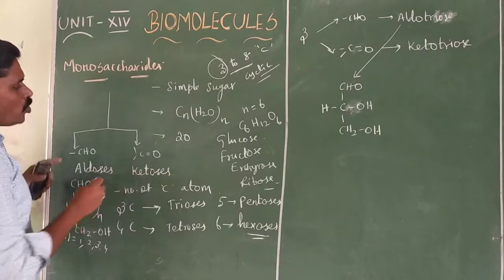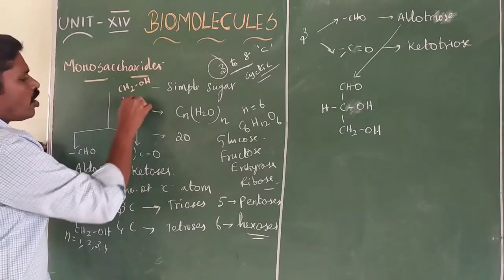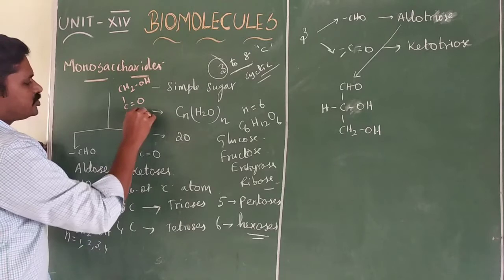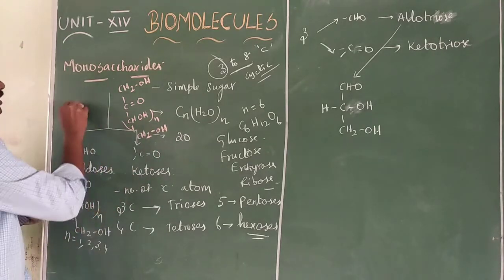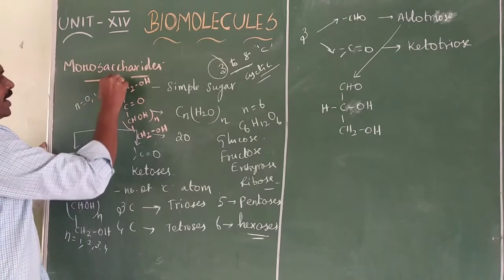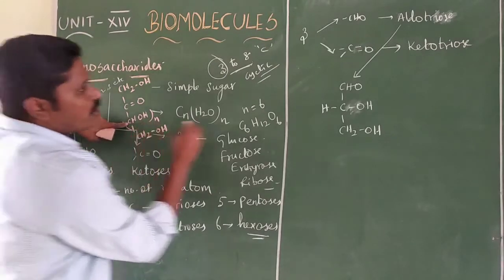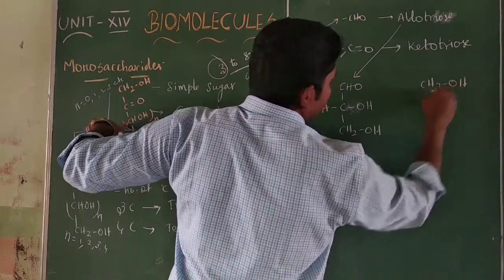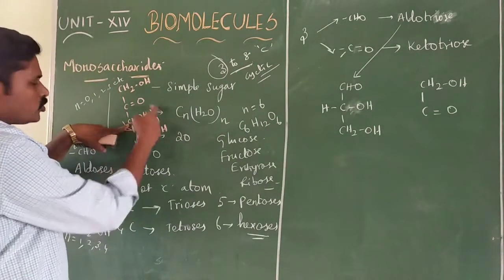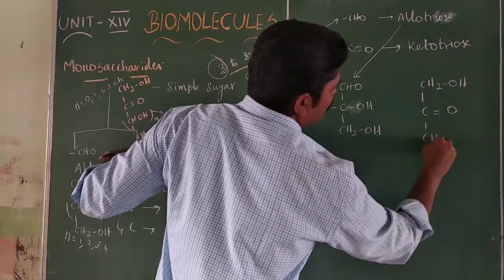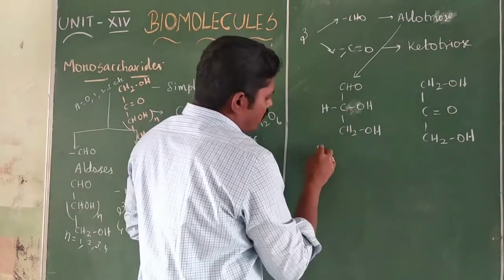In ketoses, the general formula of ketose is CH2OH, C double bond O, then CHOH n times, and CH2OH, where n is equal to 0, 1, 2, 3 and so on. For n equal to 0, it is CH2OH, C double bond O, CH2OH.